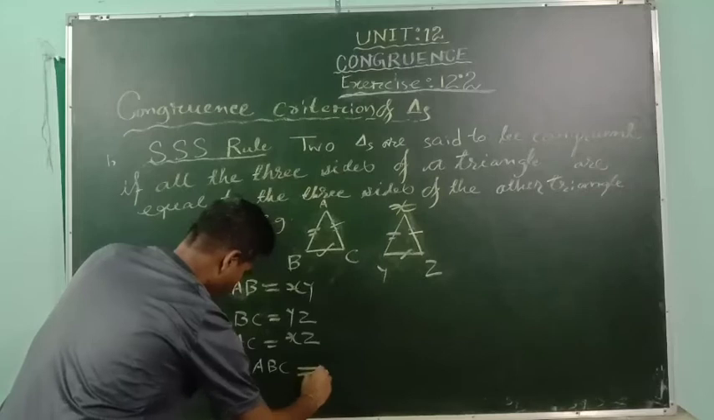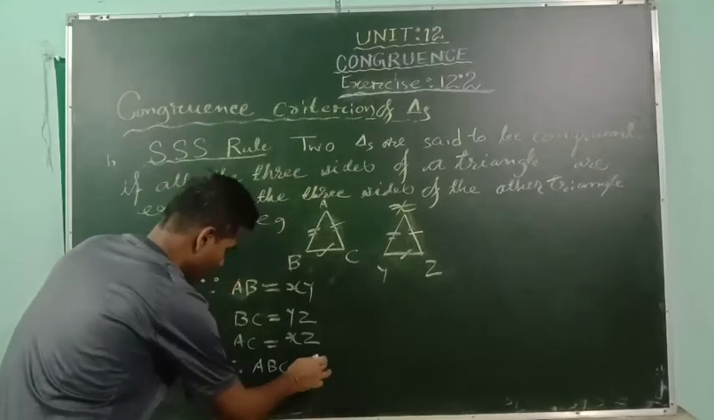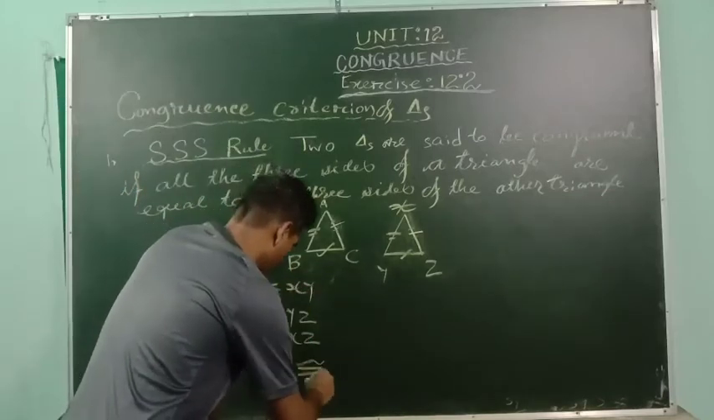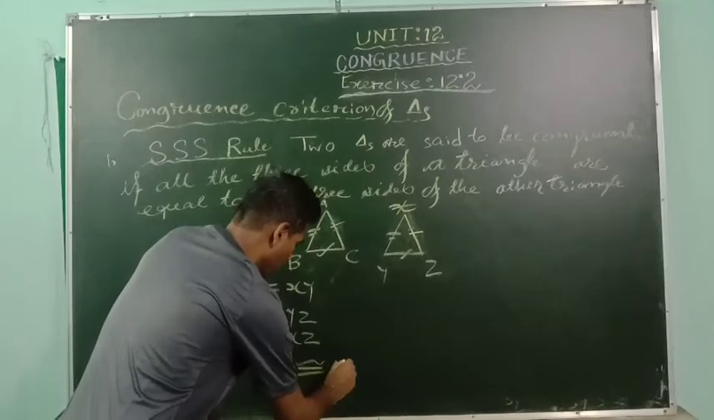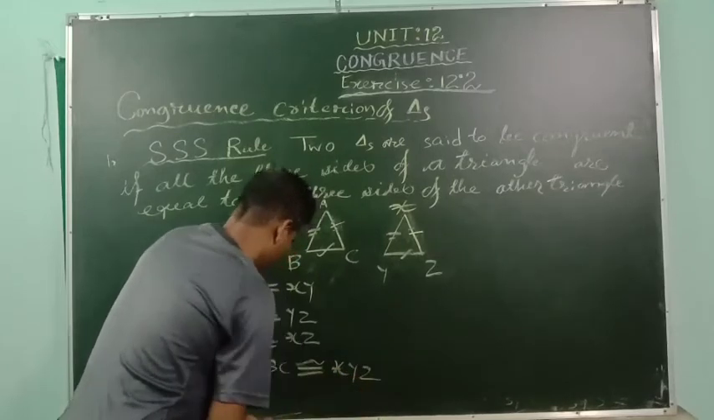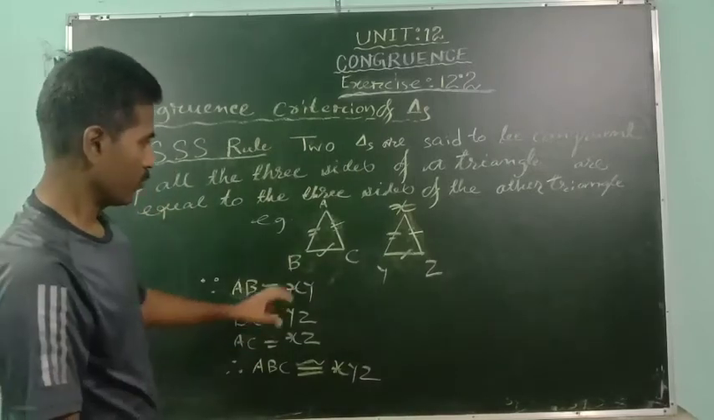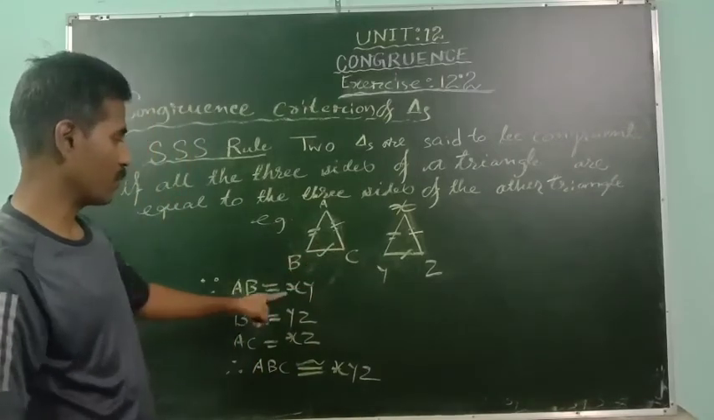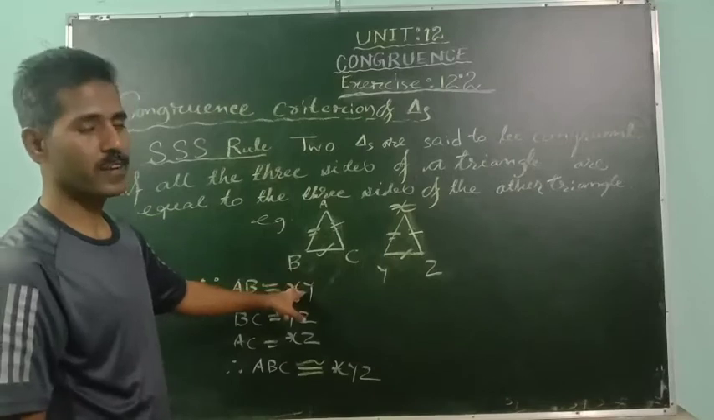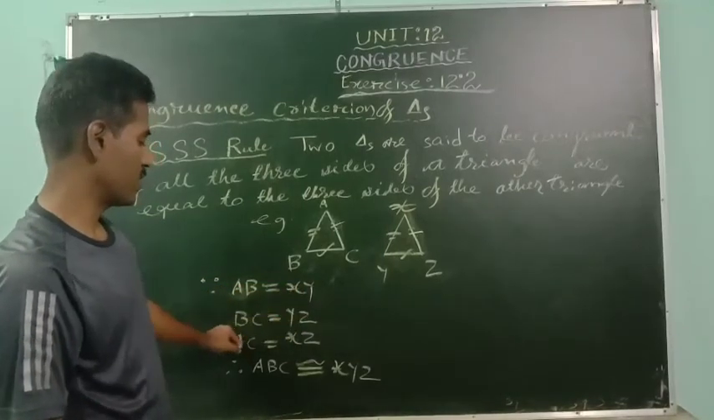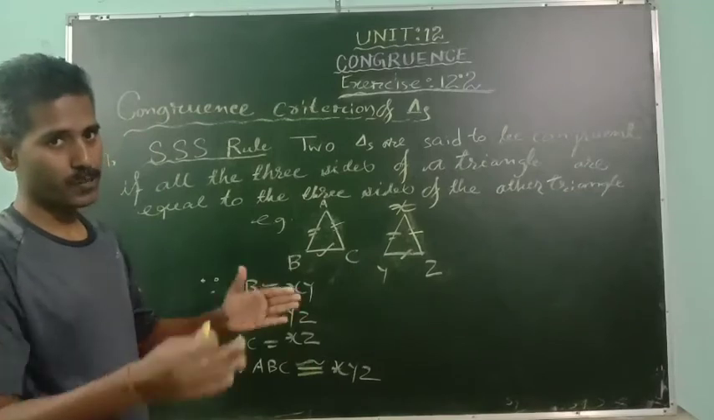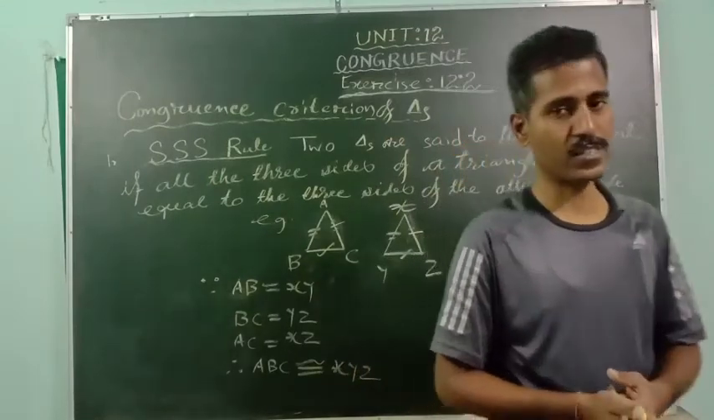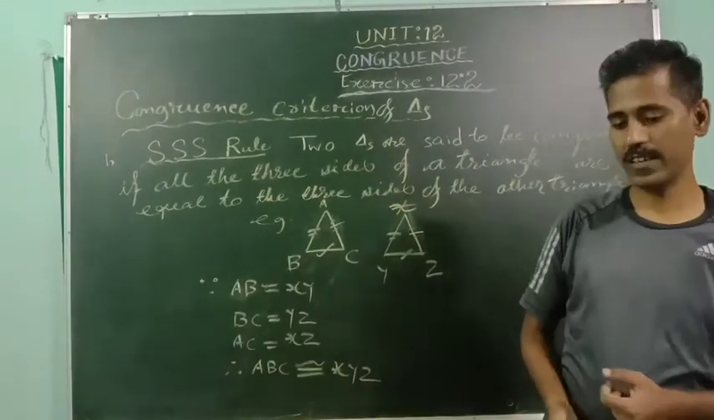Therefore ABC is congruent to XYZ. This is the congruency sign: above the equal sign we put one curvy line, that is called congruent. So what is the condition to be congruent? If ABC and XYZ are congruent, then first, side AB equals side XY, side BC equals side YZ, side AC equals side XZ. Corresponding sides will be equal, and this criteria or rule of congruency is called the SSS rule.